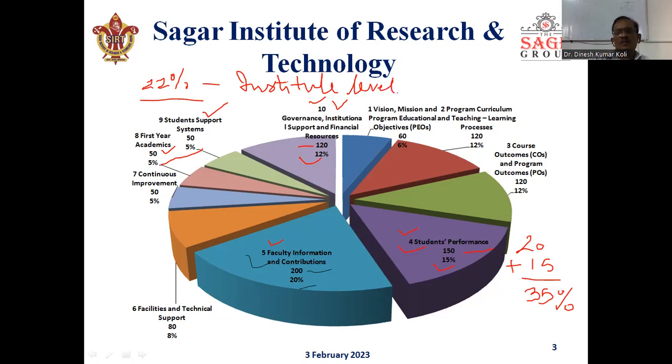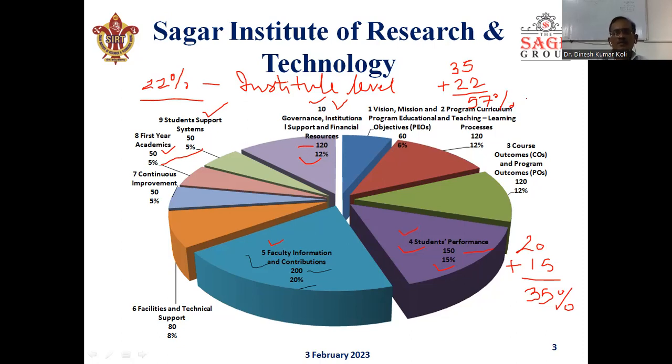Now 35% is covered by the two criteria 4 and 5 from the program, and 22% from the institute level criteria. If we add these two, 35 plus 22, we will get 57%.